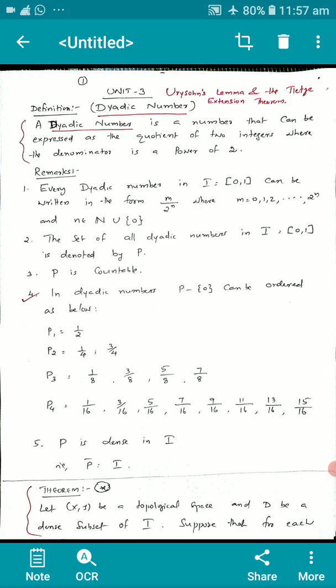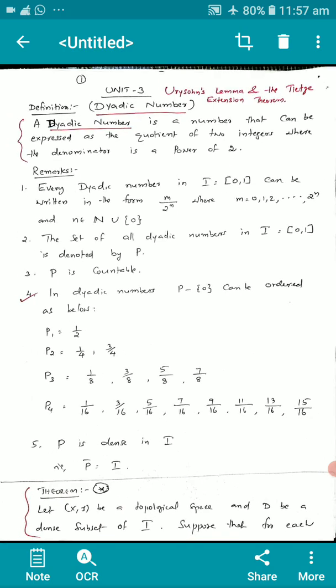Before coming to Urysohn's lemma, or before giving the theorem, I am going to introduce dyadic numbers. That is the first definition. Definition: dyadic number. What do you mean by a dyadic number? A dyadic number is a number that can be expressed as the quotient of two integers where the denominator is a power of 2. That is, it is of the form m by 2 raised to n.